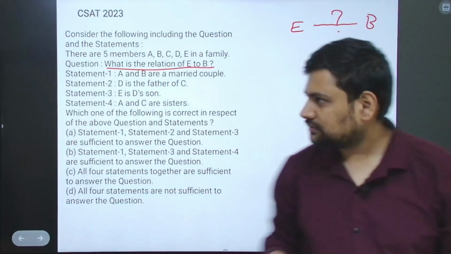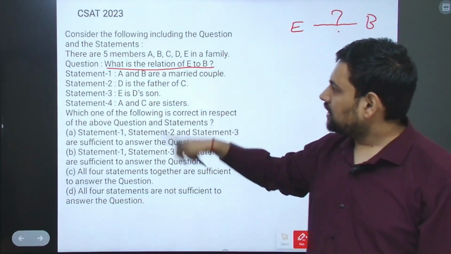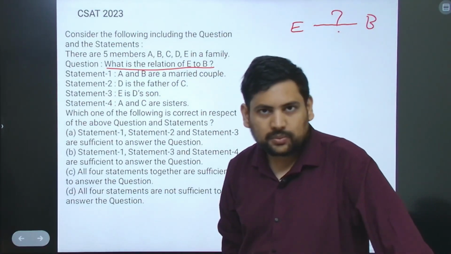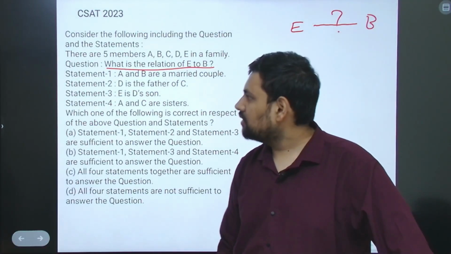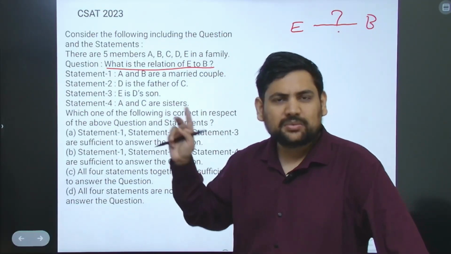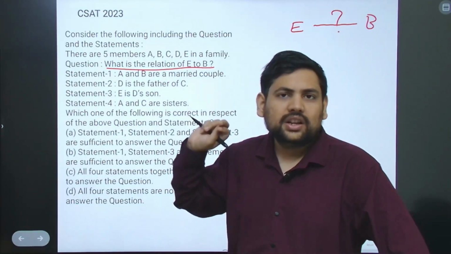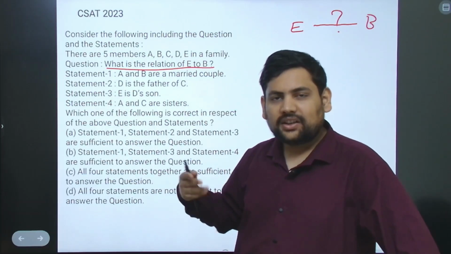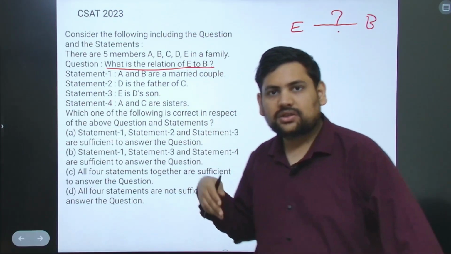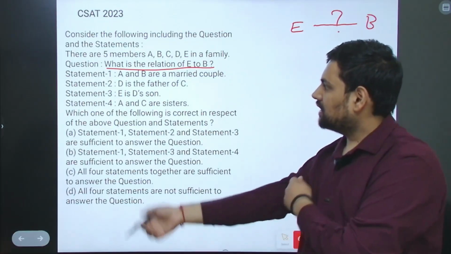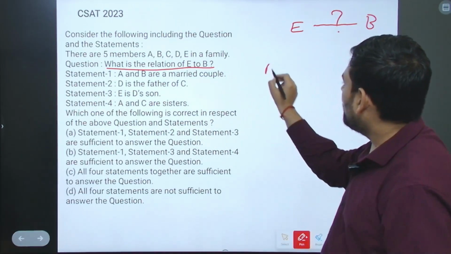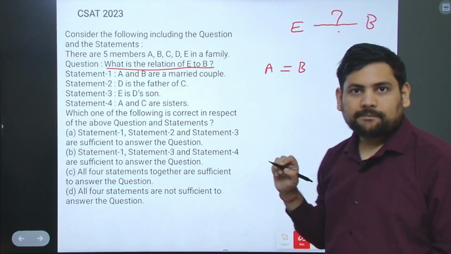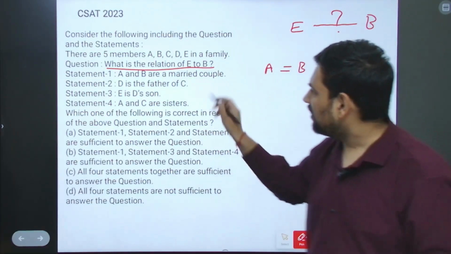Then next thing is statement 1. A and B are a married couple. Now, as I told you, just like in sitting arrangement, similarly in blood relations also, you will find that any one statement giving you the complete relation, it's very unlikely. So usually it's a combination. Okay. So we keep on taking all these statements together. Now, let's see this. A and B are a married couple. So this will look like A and B are a married couple. Now, does this answer this? Of course not. So not enough.